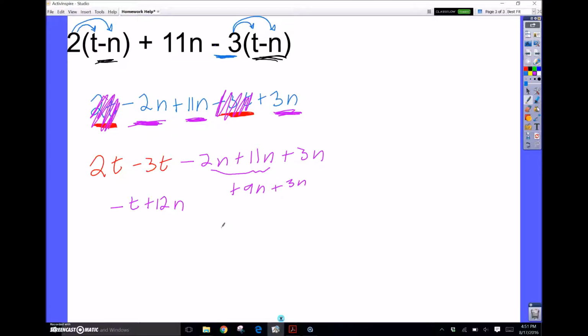Now people keep wondering, well, can I do anything more? We actually can't because we don't know the values of t and n. So if we want to simplify, take that big mess up here and get it as small as possible, this is as far as we can go, and this would be your final solution.